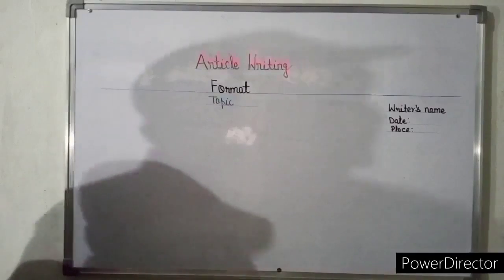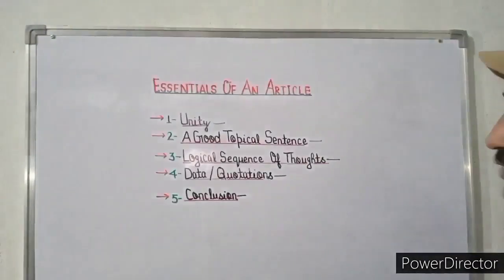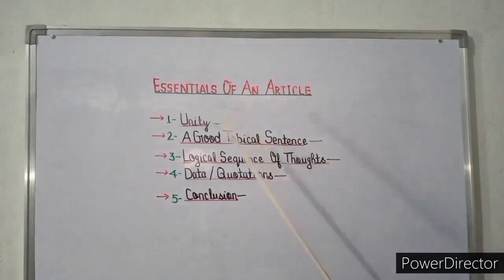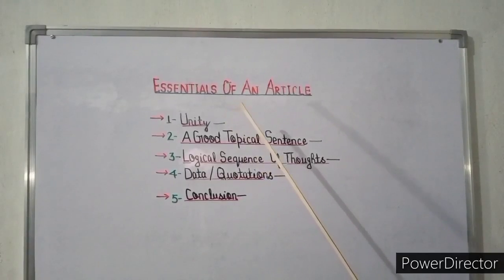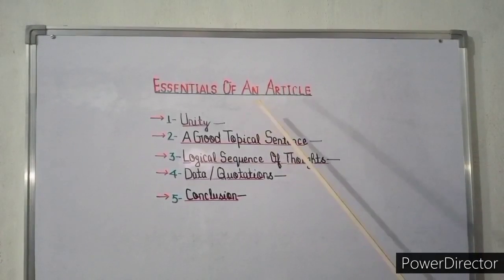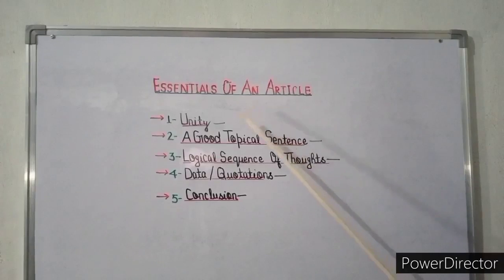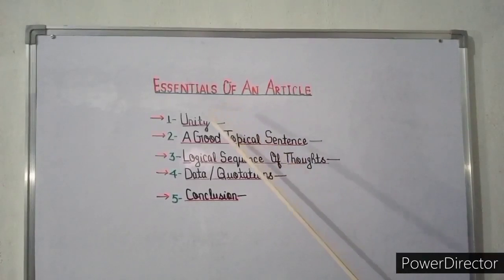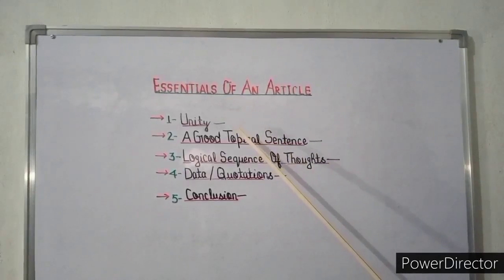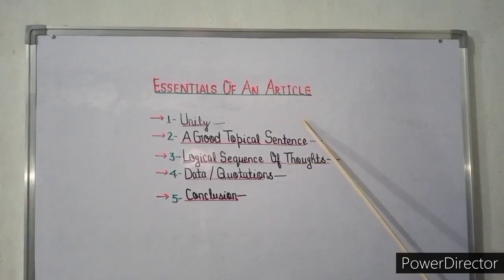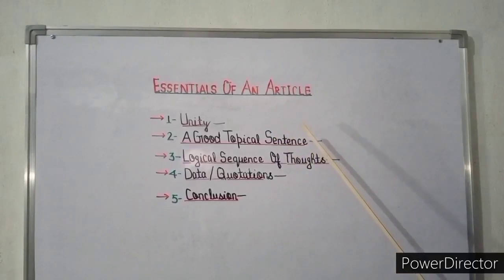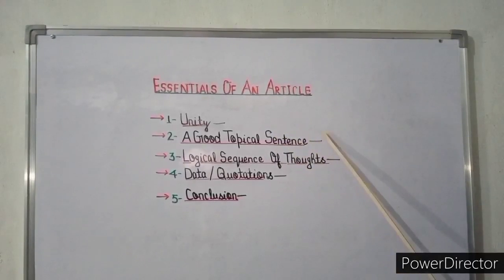Okay, now let us come to the essentials of an article. Dear students, these are the main essentials of an article. The first one is unity. Unity means every paragraph of your article must deal with one idea or one point. That is to say, there should not be so many ideas or thoughts together. Second one is a good topical sentence. Means the first sentence should state the topic and arouse the interest of the readers.